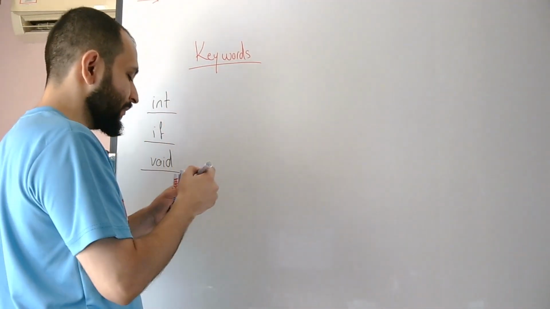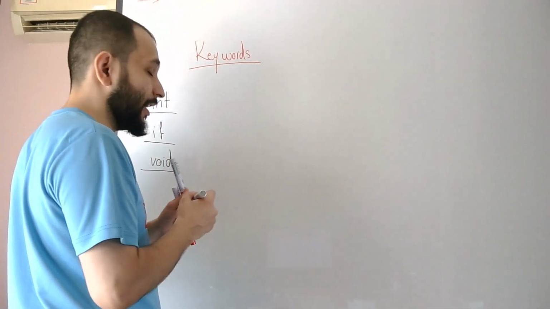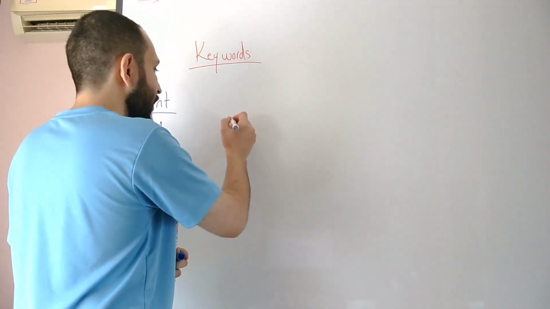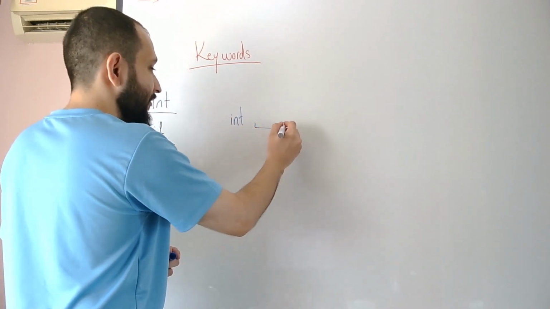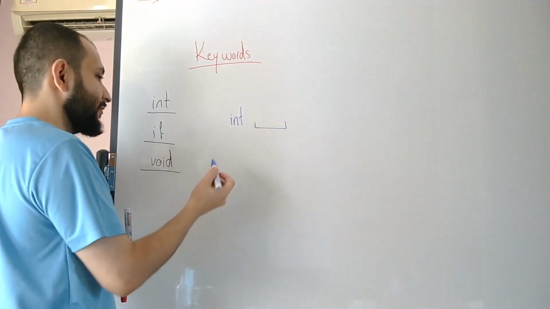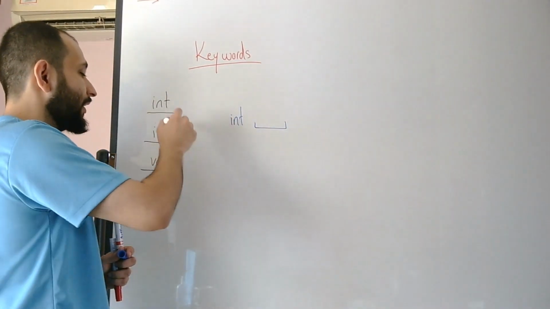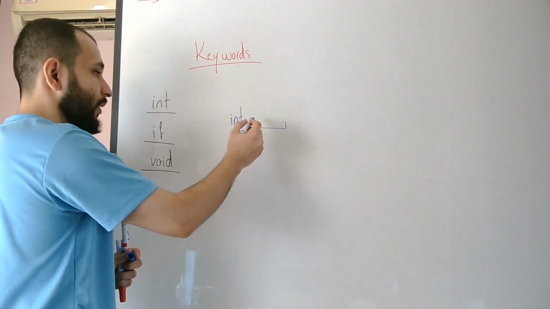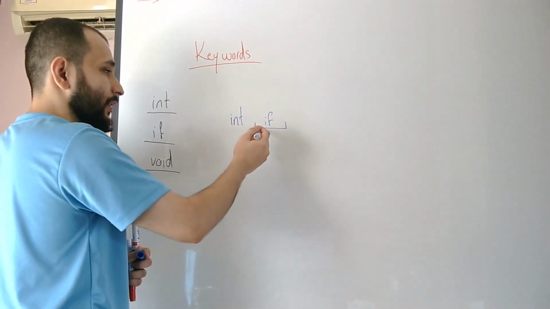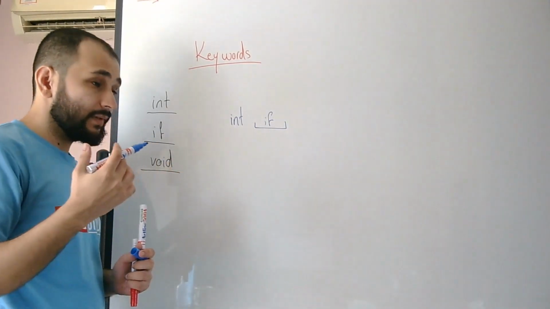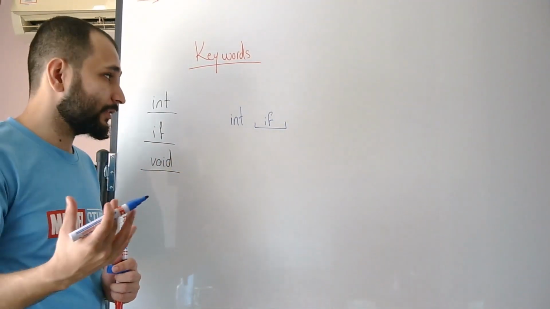For example, if I'm declaring a variable of type int, for the name of the variable I cannot use any of these keywords. For example, I cannot have an int if. This wouldn't work because if has a special meaning for the compiler.